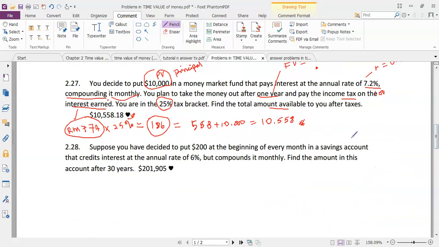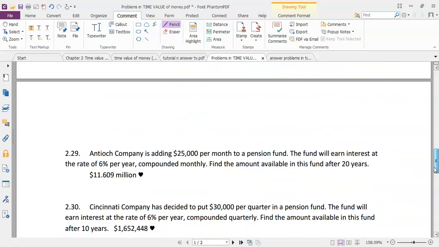We will continue to look at questions 2.28 until 2.30 next week. Next week the same day, on Friday at 2:30 p.m. Alright, class?